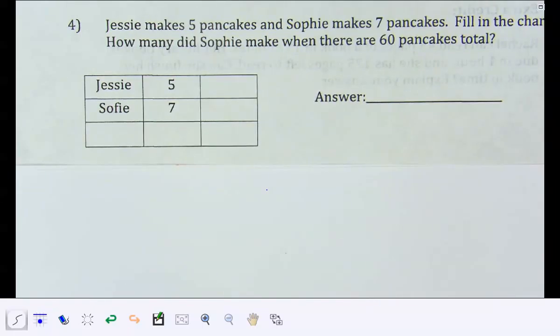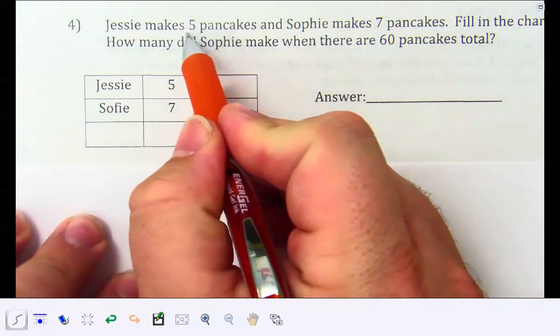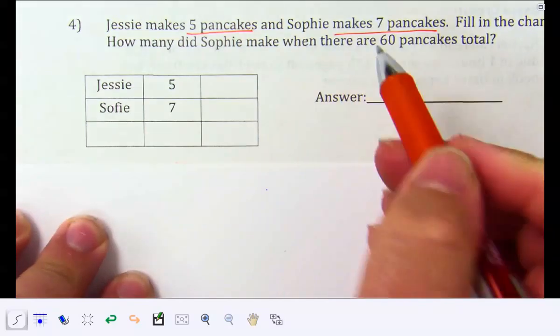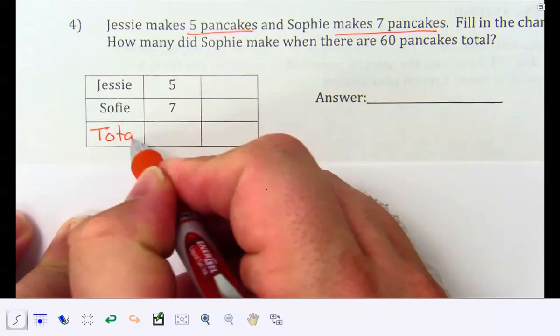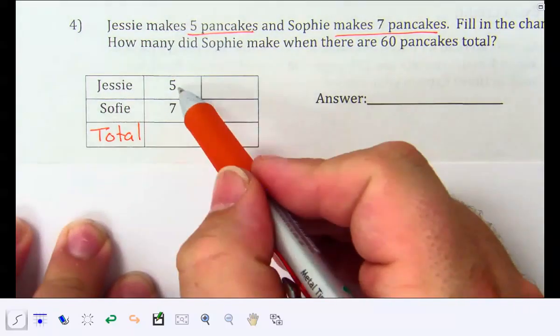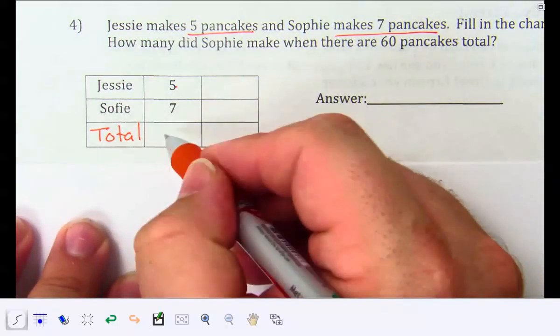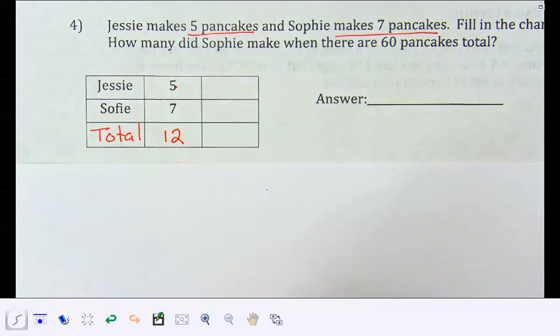So I guess we need to look at our categories first. In the first sentence, we've got that Jesse makes 5 pancakes and Sophie makes 7 pancakes. But I also need to know how many total pancakes were made. So when Jesse made 5 and Sophie made 7, that was a total of 12 pancakes. But that's not really all we have to do.